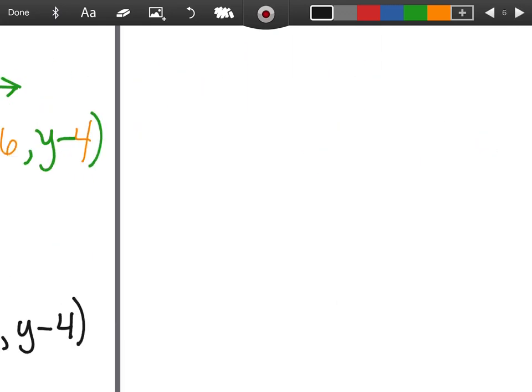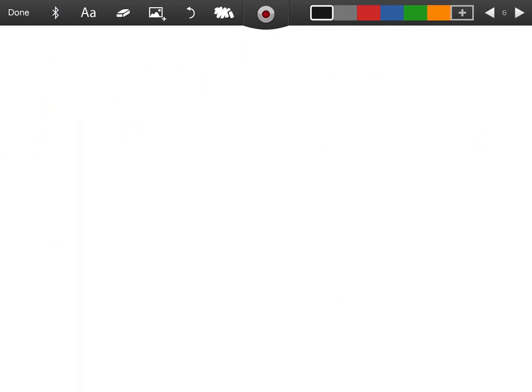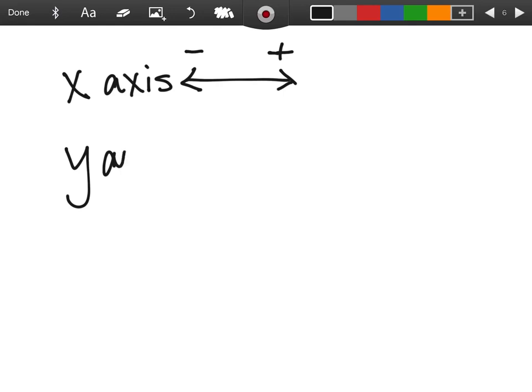Okay, let's look and see one last part, the review. X-axis is left and right. If I'm moving to the right, I am adding. If I move to the left, I am subtracting. Y-axis goes up and down. If I'm moving up, I am adding. If I am moving down, I am subtracting.